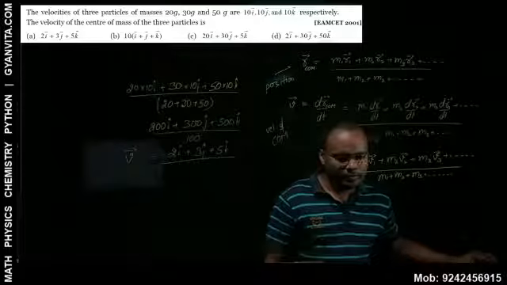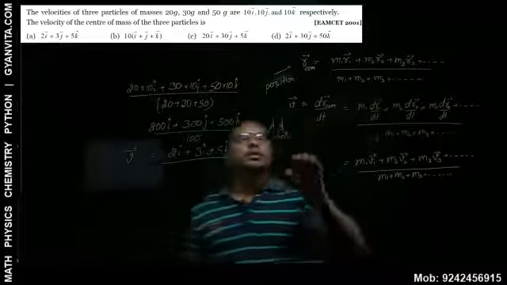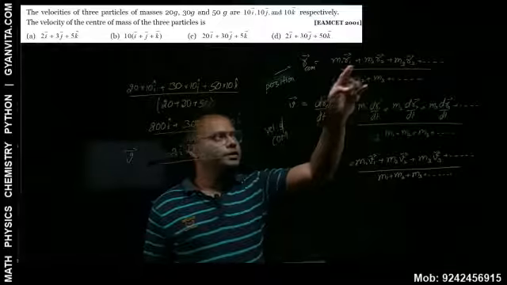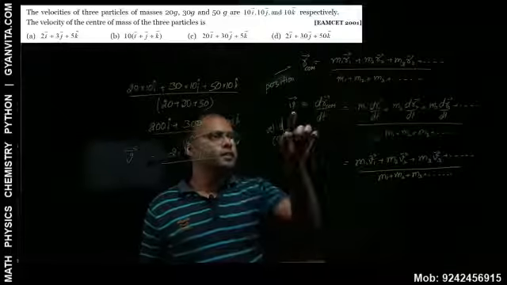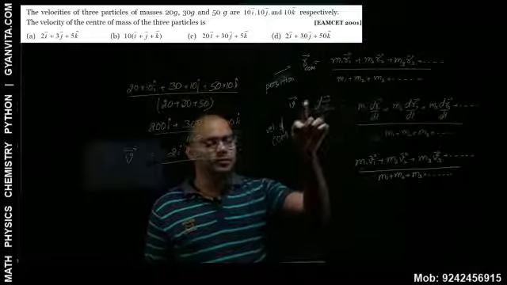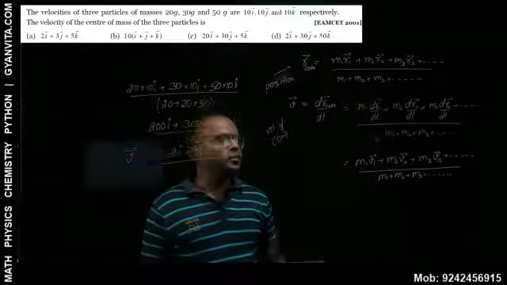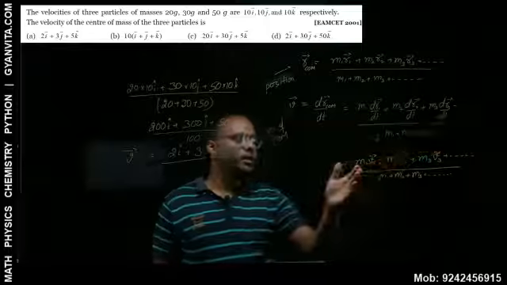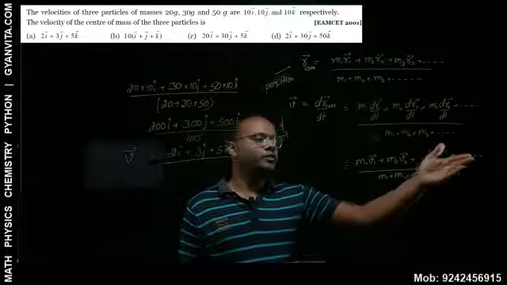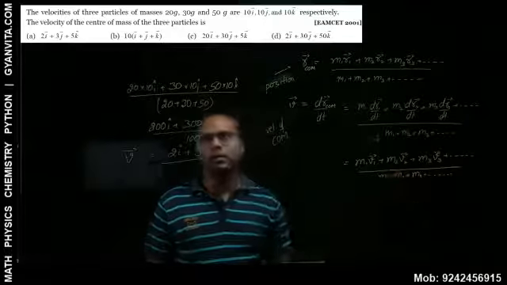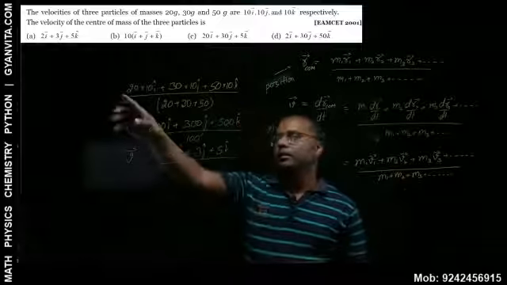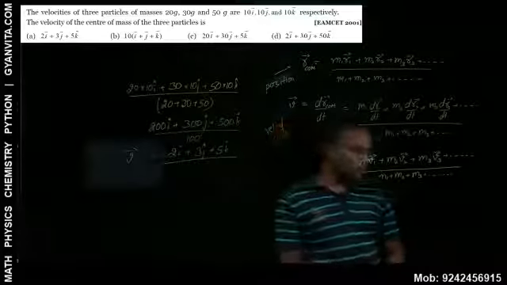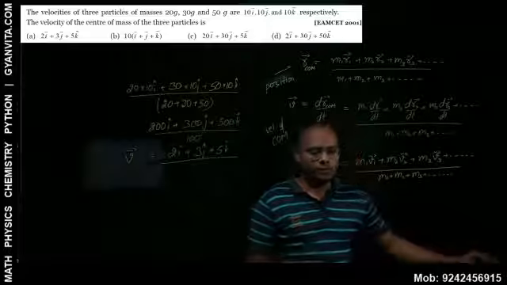So this is the position of center of mass, which is this. Velocity will be what? Rate of change of position. So if we do this followed by this, you will get M1 V1 plus M2 V2 plus M3 V3 divided by total mass. And here we have done the same thing and we have got this answer. Okay, now let's move to the next problem.